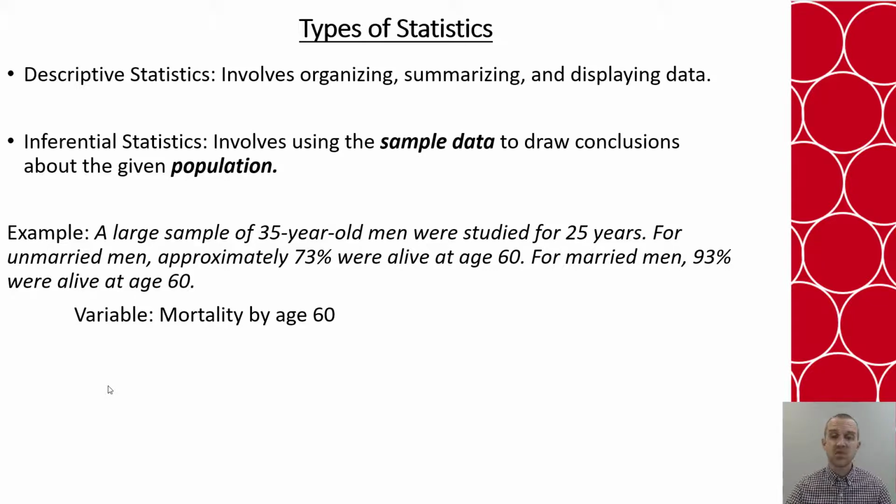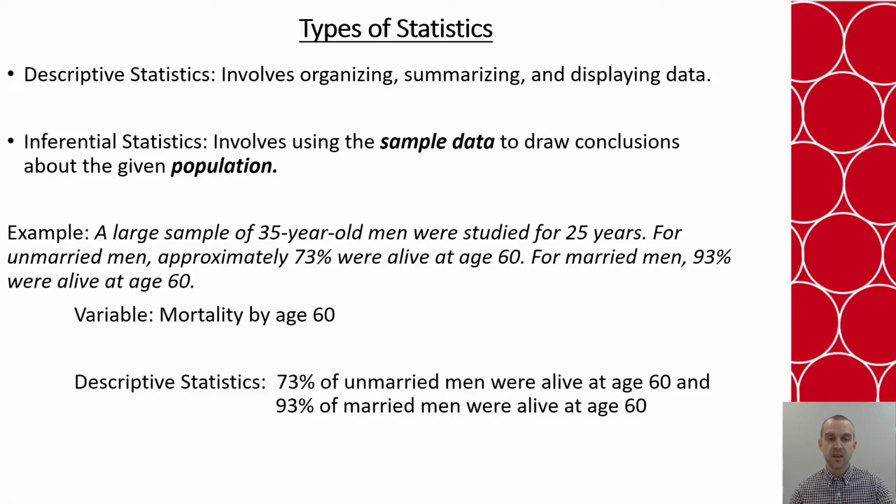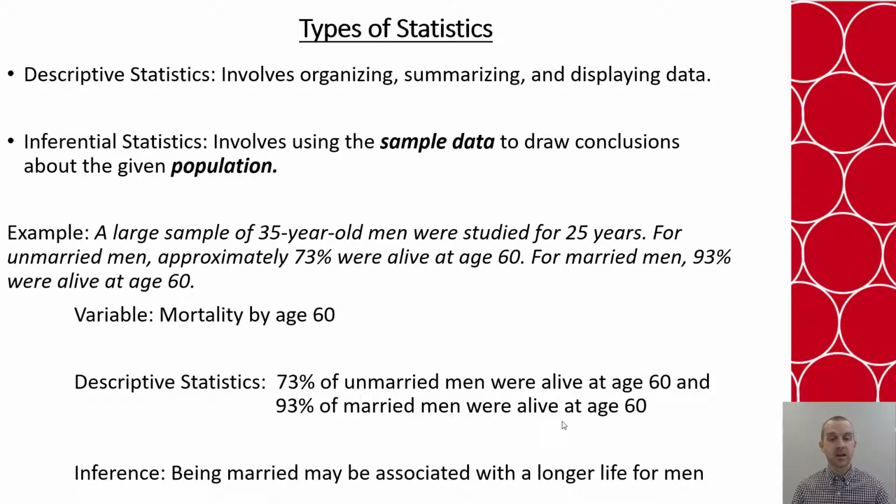So the descriptive statistics is the exact information that was found from the study. 73% of unmarried men were alive at age 60, whereas 93% of married men were alive at age 60. So then the question is, what can be inferred from this statement? The inferential statistic is that being married may be associated with a longer life for men. That can't be a guarantee, but it's what we infer based on this longitudinal study.